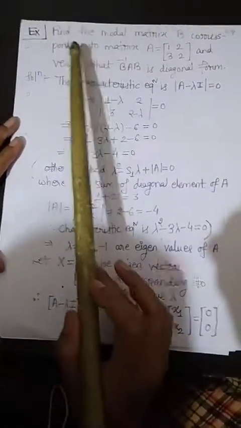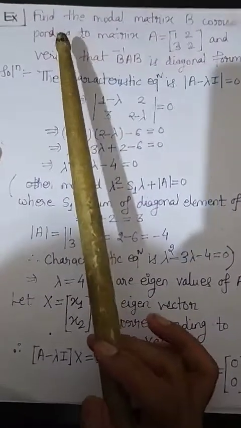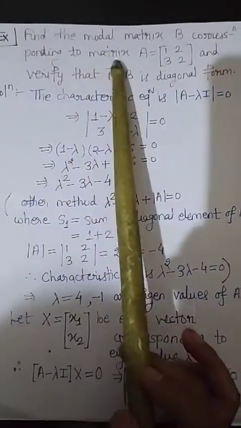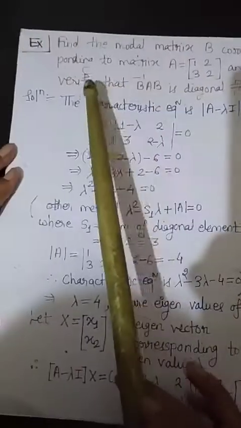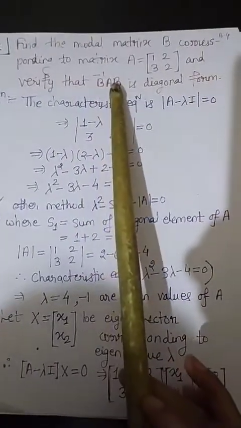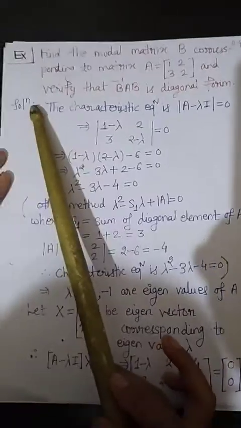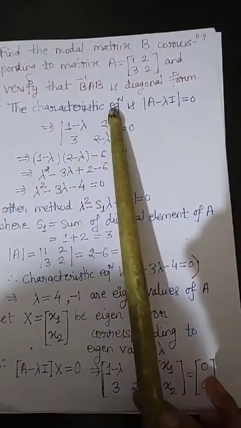Now let us solve the first example on eigenvalue, eigenvector and modal matrix. Find the modal matrix B corresponding to the matrix A equal to [1, 2; 3, 2] and verify that B inverse AB is a diagonal form. According to the procedure which I have told you, we will first find the characteristic equation.